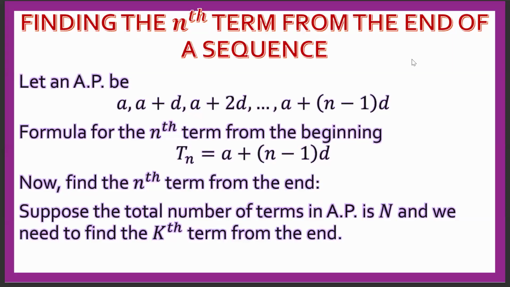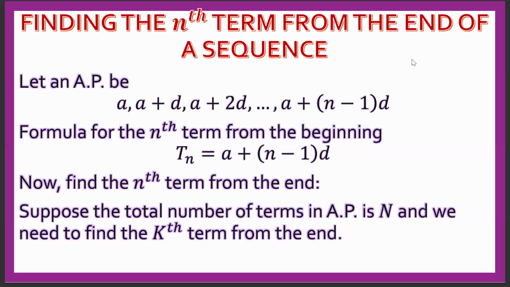Now, let an AP be a, a plus d, where d is the common difference, a plus 2d, up to a plus n minus 1 d, which is the nth term. The formula for the nth term from the beginning is a plus n minus 1 into d. It is very important. In your challenging topics, one challenging topic is how we can get the nth term if we start from the end of an AP. So I am going to give the formula when we start from the end.